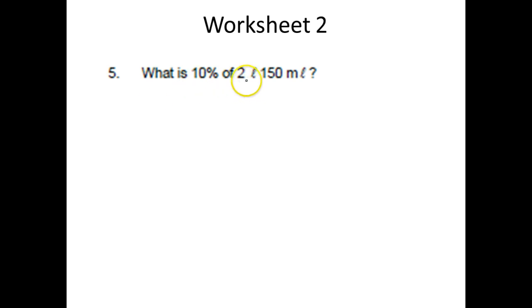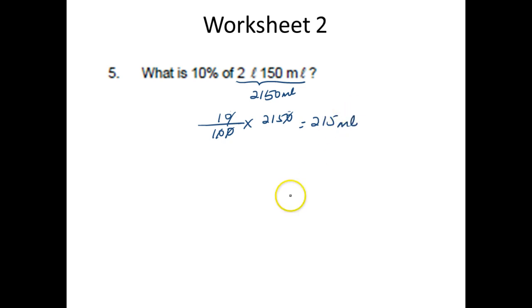What is 10% of 2 liter 150 milliliters? 2 liter 150 milliliters is 2,150 milliliters. So it's 10% out of 100 times 2,150. The answer is 250 milliliters.